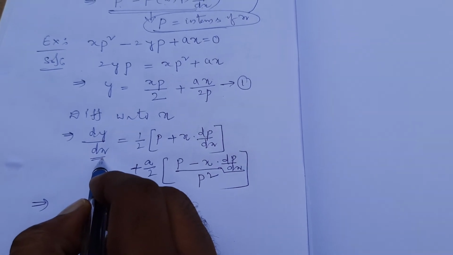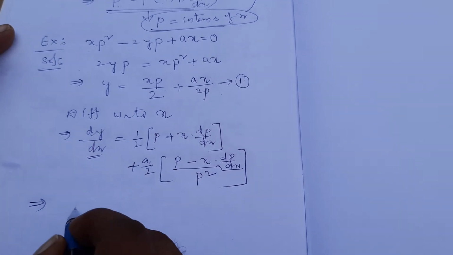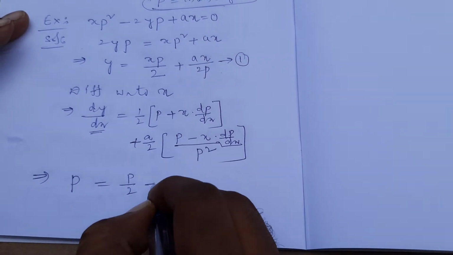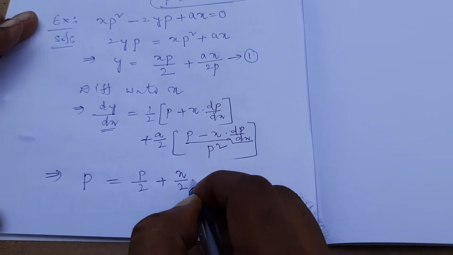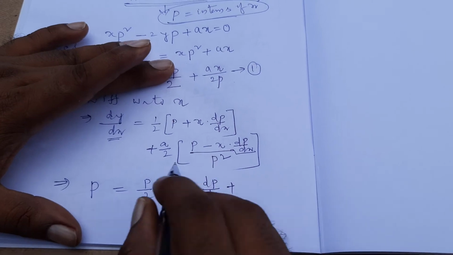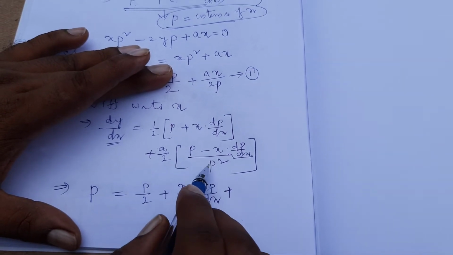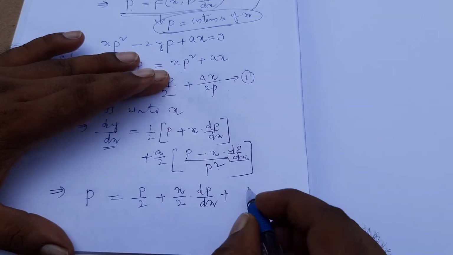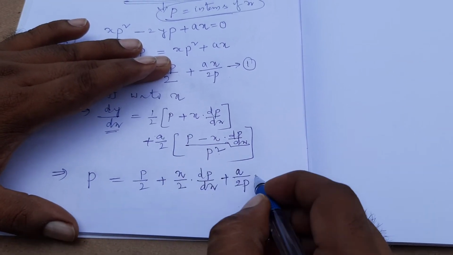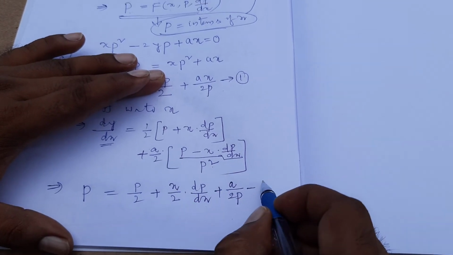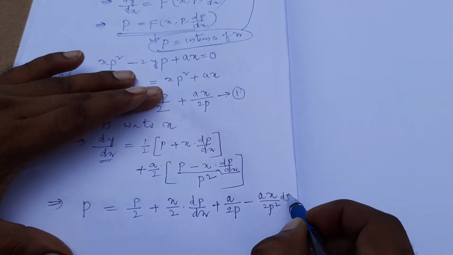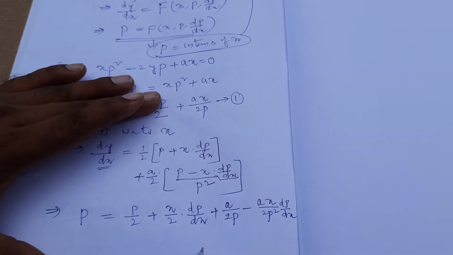In this model, we already have dy by dx equal to p. So p is equal to p by 2 plus x by 2 into dp by dx plus a by 2 into 1 by p square into p... the 1p cancels, so we get a by 2p as the value, minus a x by 2p square into dp by dx. Like this we can get it.